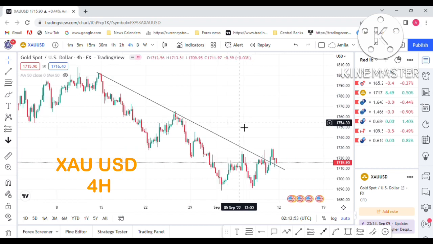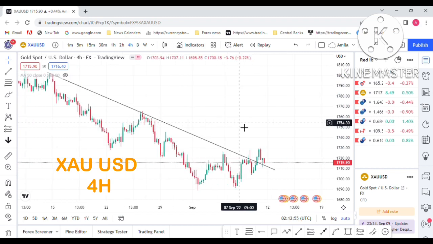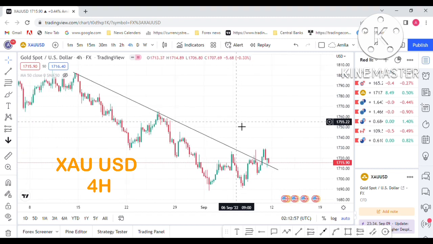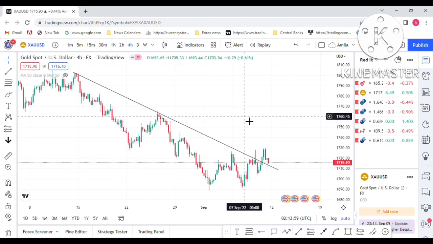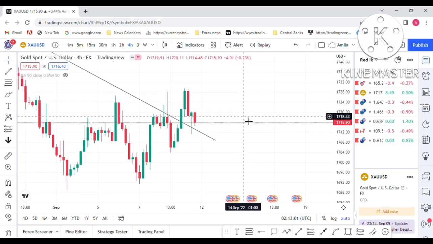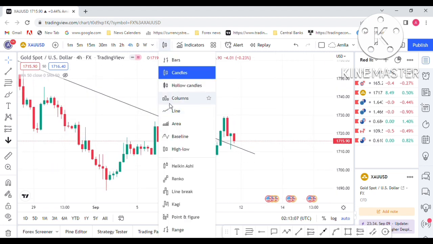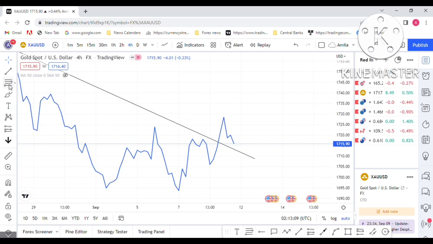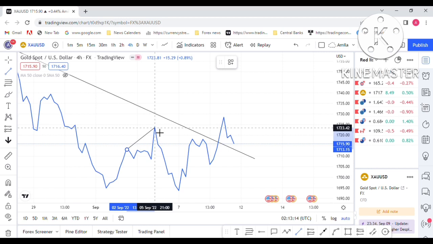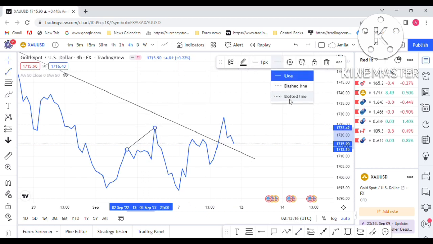Okay, today I am going to analyze the XAU USD gold chart for the next week. I am in the 4-hour chart. Now you can see that I have already drawn a trend line. Price has broken this trend line last week. You can see this. I moved to the line chart for a clearer picture.